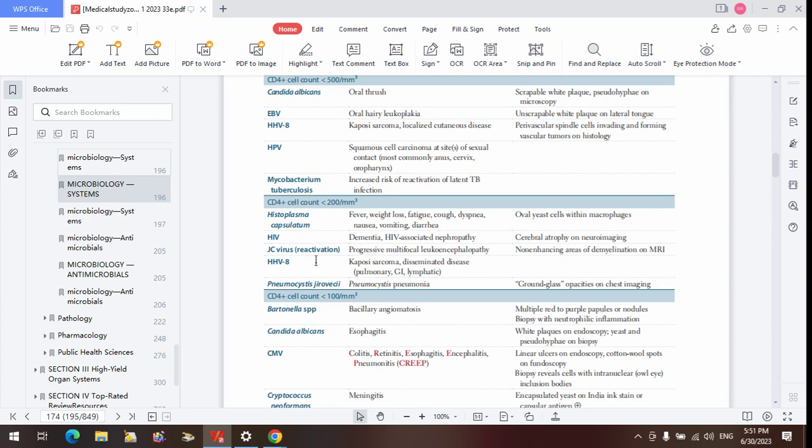Okay, guys, let's follow our code though. Brain: the HIV dementia and the JC. We have talked about the disseminated form of Kaposi. Now it remains the lung: Pneumocystis jirovecii, then Histoplasma capsulatum. All these things you are seeing here are actually pneumonia symptoms like fever, weight loss, fatigue, cough, dyspnea. If you remember when we were taking the systemic mycoses, they did not emphasize on this, because they said initially that all of them can cause pneumonia.